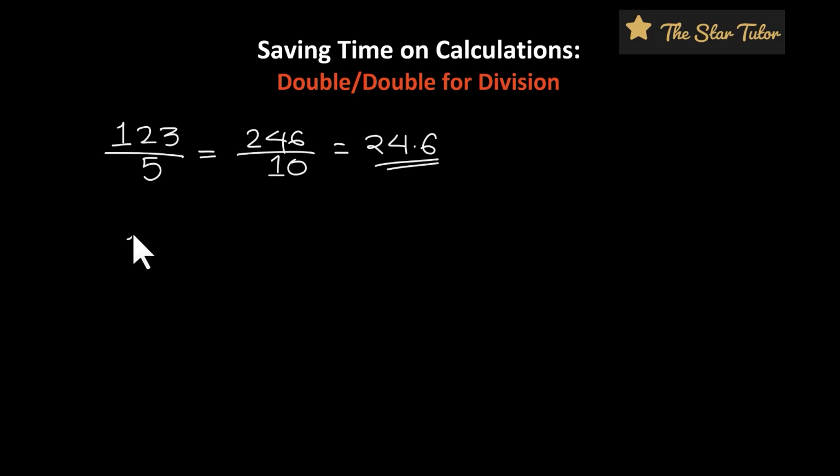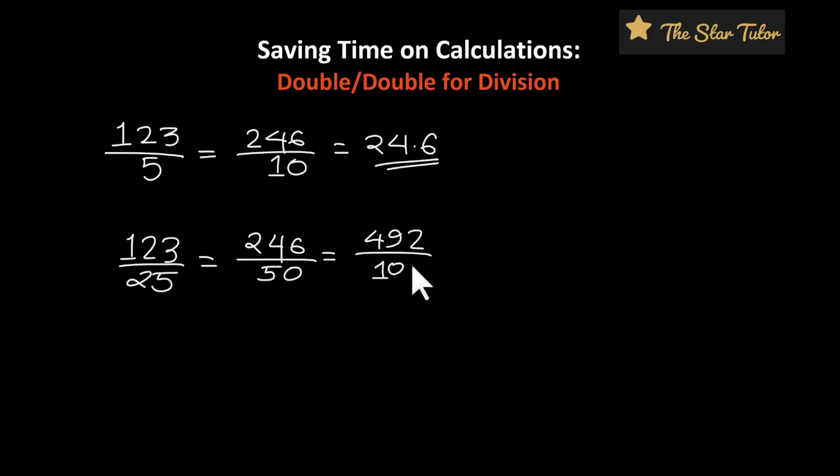Now when you divide the same number by 25, doubling once is not enough to give you a power of 10. That's 246 over 50. 50 is not a power of 10, so let's double again. That's 492 over 100, which is simply 4.92. As I said before, when you divide by a power of 10, move the decimal places to the left equal to the number of zeros after 1.